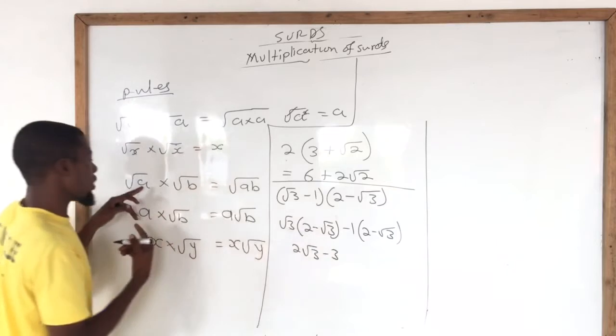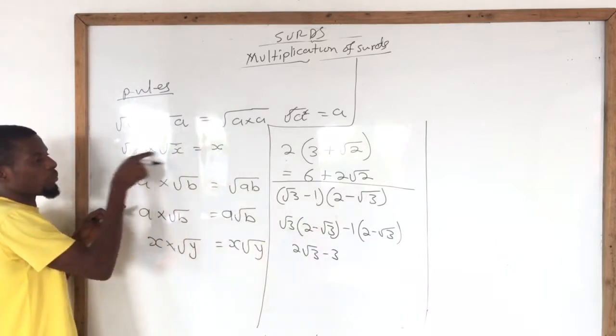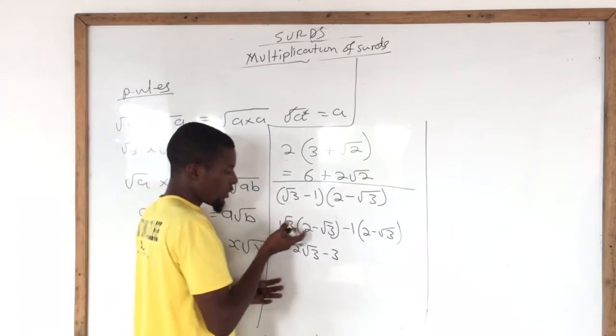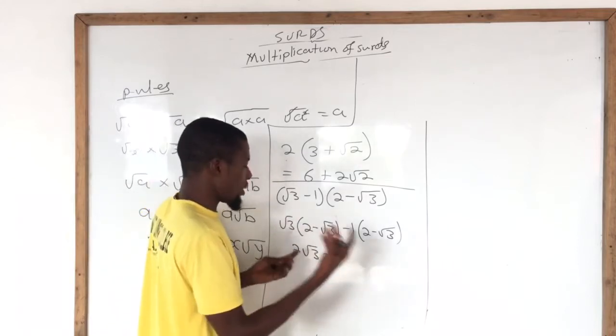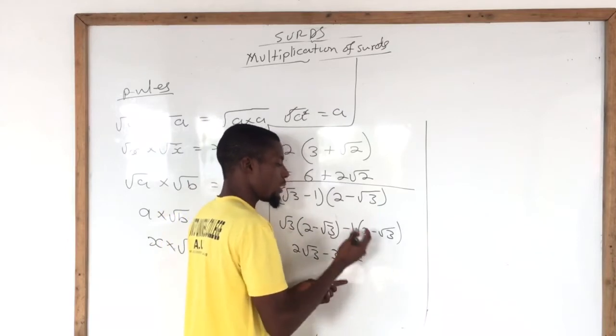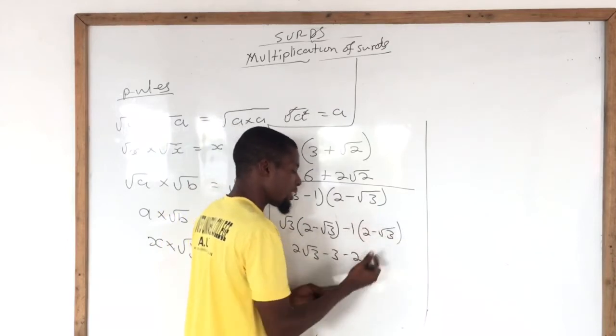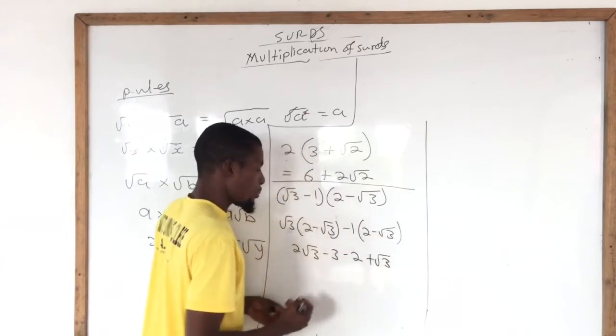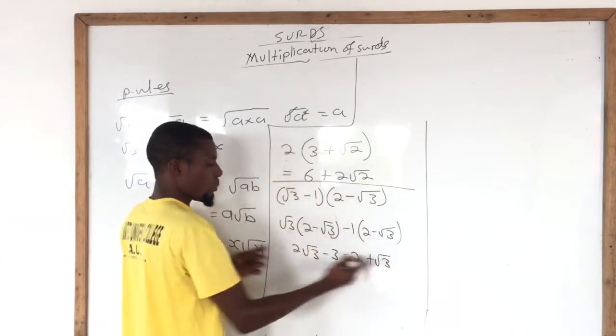Remember that we said whenever a surd multiplies itself, you get the number. Because root 3 times root 3 is root 9, and root 9 is 3. Now, minus 1 times 2 will give me minus 2, and then minus 1 times minus root 3 will give me plus root 3. Remember, negative times negative is positive, right? So let's group like terms.